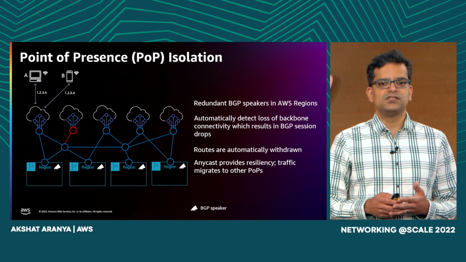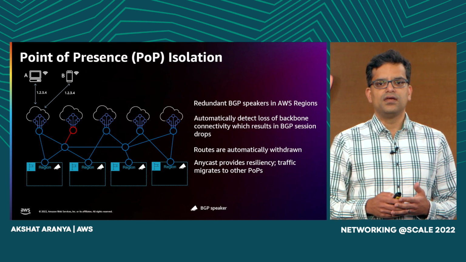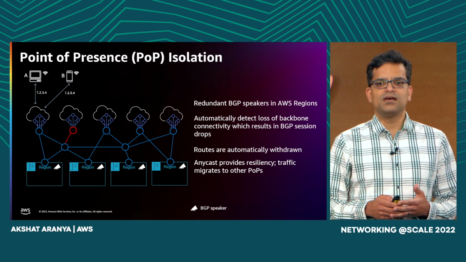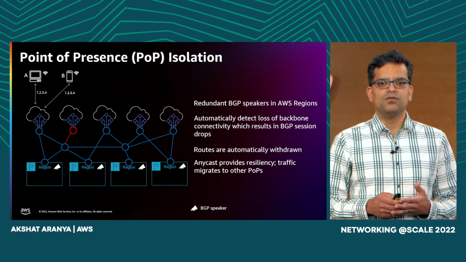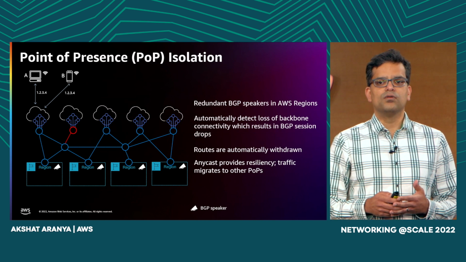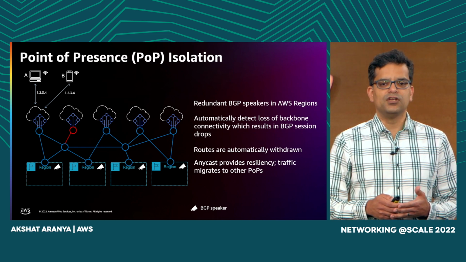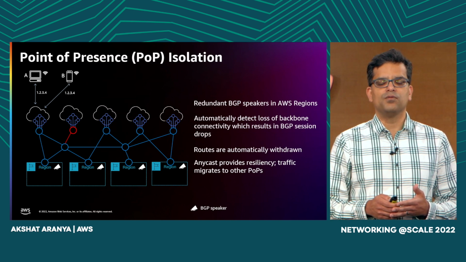Because of the anycast nature of these routes, traffic that was previously coming in to the isolated POP now migrates to other POPs. As an example, the client B, which we saw in the previous slide, now moves to the first POP instead of continuing to send traffic to the second POP which got isolated.